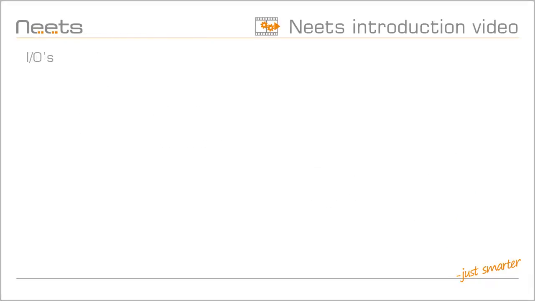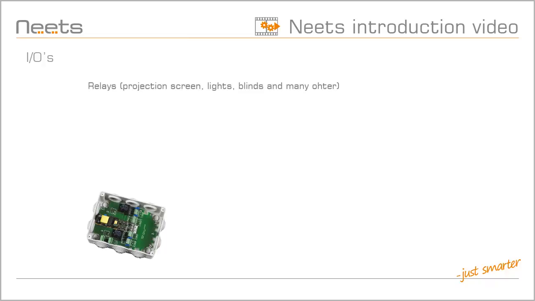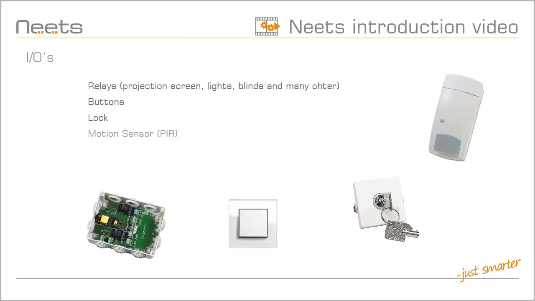Let me give you a few examples. Relays that can control a screen, lights, blinds, or many other things. I/O buttons. A lock that locks the system. Perfect in places such as a classroom or meeting rooms where only appointed persons have access to controlling the system. Or you can use motion sensors that power up your system when somebody is in the room, or shut it down if no movement has been detected for a user-defined time.